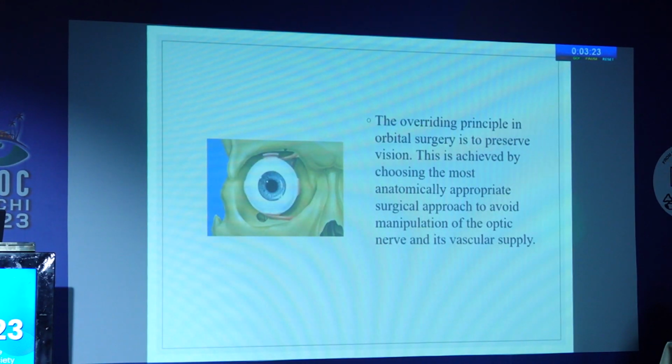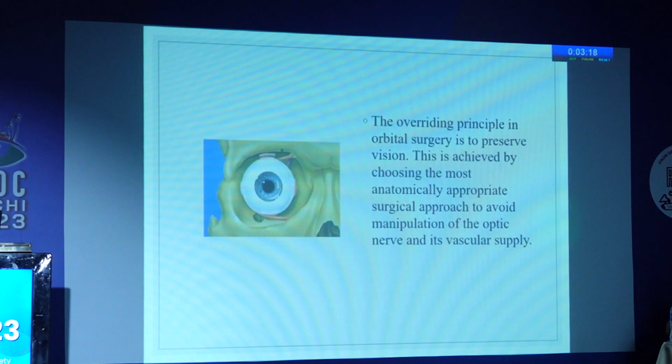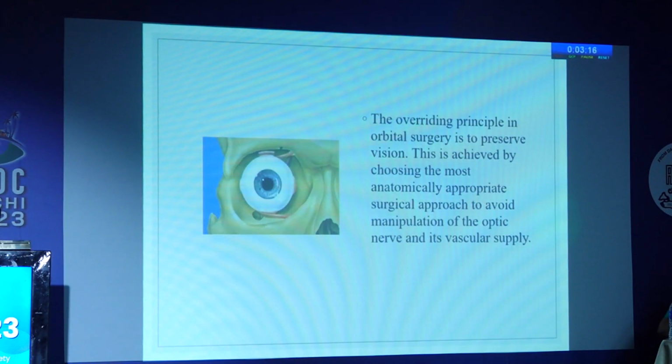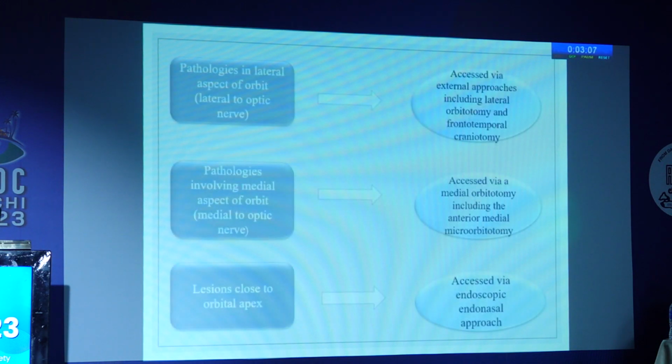The overriding principle in orbital surgery is to preserve vision, and to achieve this, we have to choose the most appropriate surgical approach to avoid manipulation of the optic nerve and its vascular supply. Pathologies in the lateral aspect of the orbit are accessed via external approaches including lateral orbitotomy and frontotemporal craniotomy.